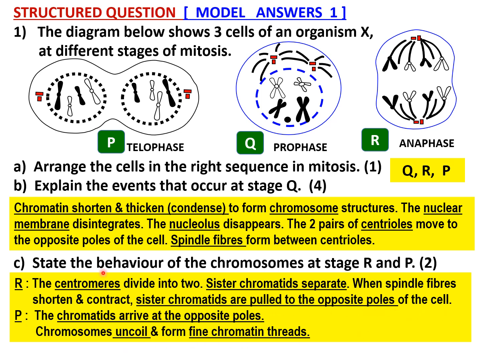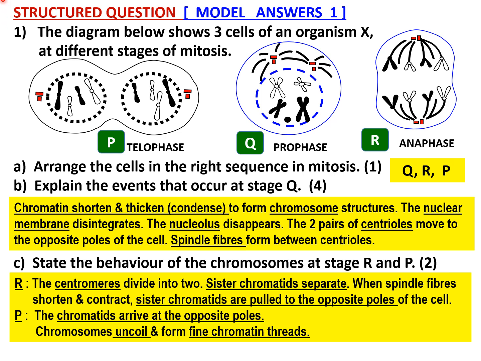Now for P, telophase, we can either write chromatids arrive at the opposite poles, or chromosomes uncoil and form fine chromatin threads. I would prefer the second answer as the answer. So 1 mark each for R and P. So anyway, I think both answers should be able to be accepted for P.